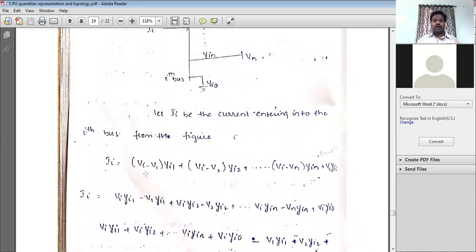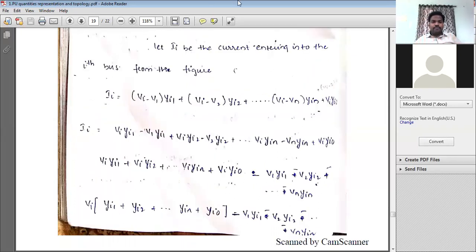So this is the first outgoing current I1. Similarly I2, similarly I3, and so on up to IN. Every time you take the difference between the ith bus voltage and the particular node voltage. So Vi minus V1 into Yi1, Vi minus V2 into Yi2, similarly Vi minus Vn into Yin, plus Vi into Yi0. Okay. Now in the next step, now you see here this one.